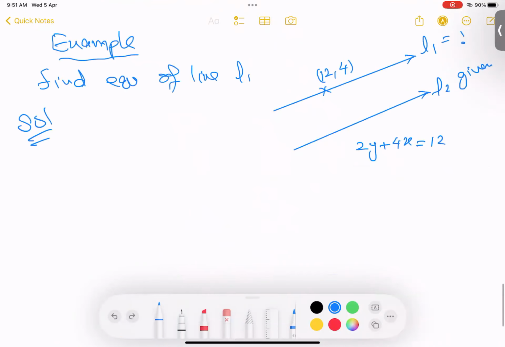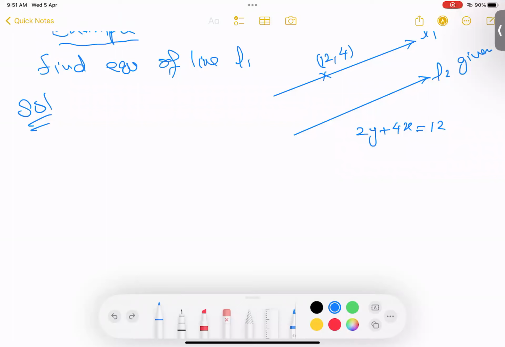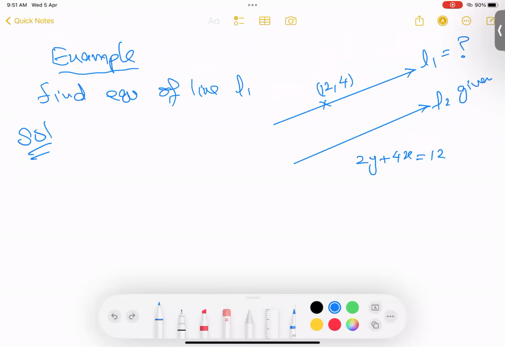In the same way I will find y subject. So let's start. Bismillah ar-Rahman ar-Rahim. 2y plus 4x equals 12. Job number 1: make 2y alone. 4x will go to the other side and the sign will change. No rocket science. Alhamdulillah, easy. Divide the whole equation by 2.